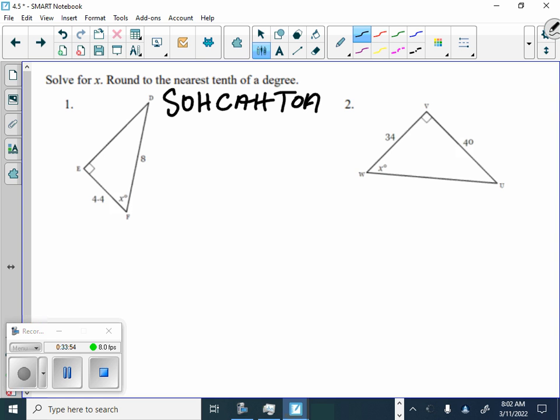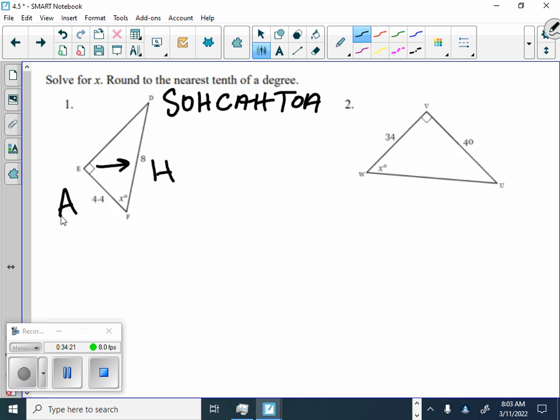Alright, so I need to ask myself, how 4.4 and 8 relate to x. Okay, x is down here. Alright, so 8. Opposite, adjacent, or hypotenuse? Hypotenuse, it's across from the right angle. Remember, there can't be 2 adjacent, so if you see 2 adjacent, one of them's got to be a hypotenuse. And then what's 4.4? Adjacent.